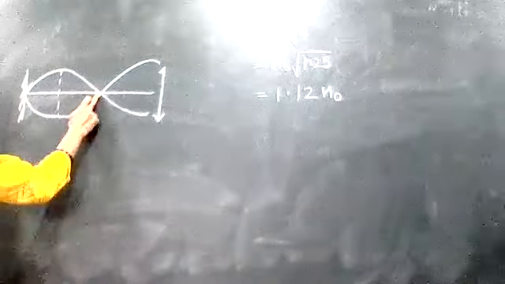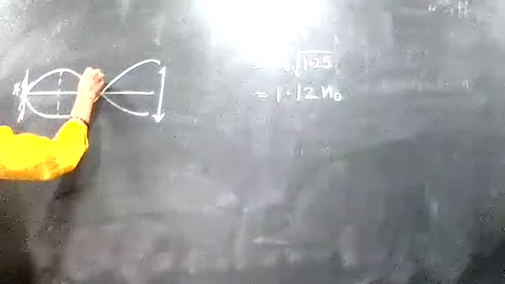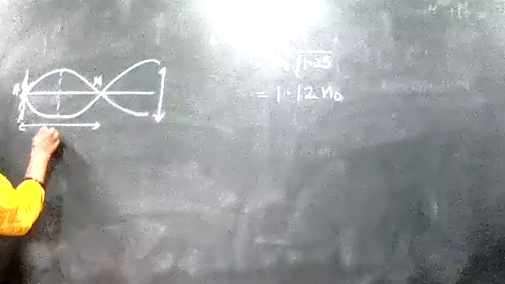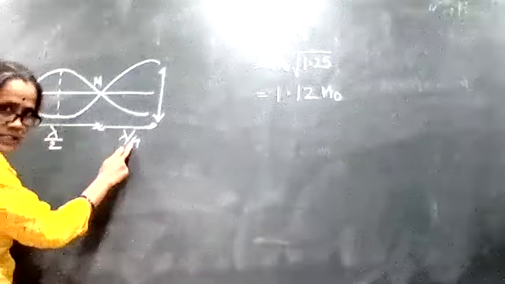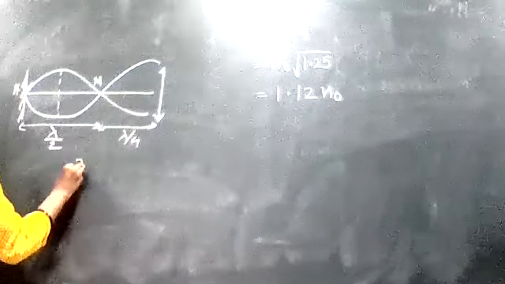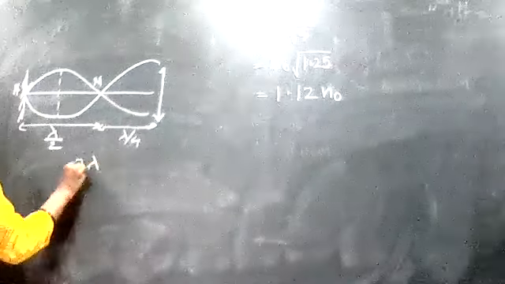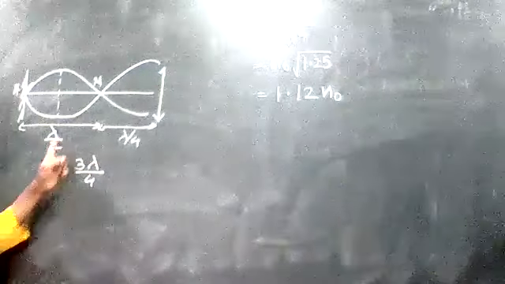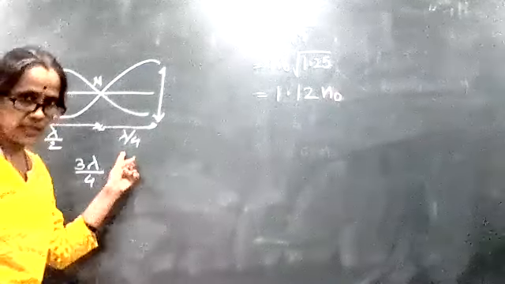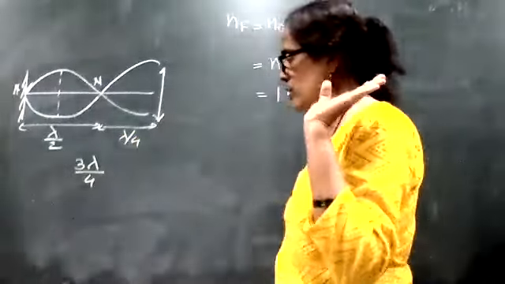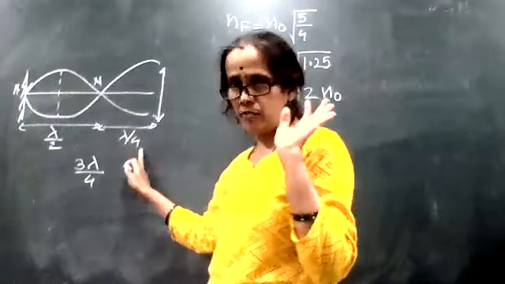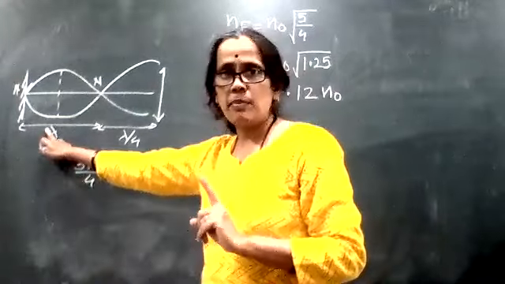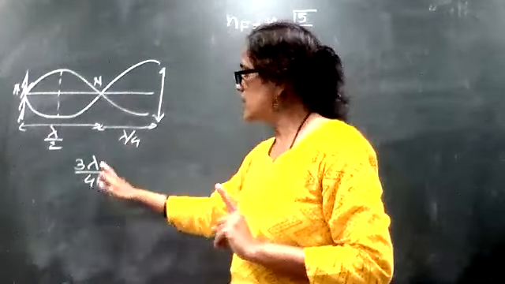Right? Now here I can say that the distance from the first node to the second node is lambda by 2, and this distance is lambda by 4. If I add these two distances, I get lambda by 2 plus lambda by 4. See here, is it correct or not? The LCM is 4, so 2 lambda plus lambda, that is 3 lambda by 4.